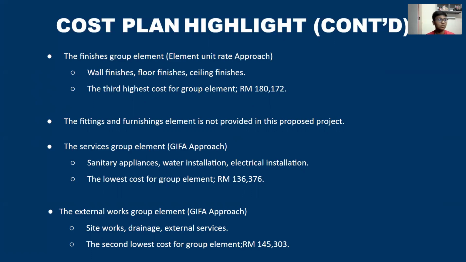The fifth group is the services group, where we use the GIFA approach for the calculation. It consists of sanitary appliances, water installation, and electrical installation. This group element has the lowest cost, which is at 136,376 ringgit. The last group is the external work, also using the GIFA approach for the calculation. It consists of the site works, drainage, and external services. This group has the second lowest cost for the group element, which is at 145,303 ringgit.